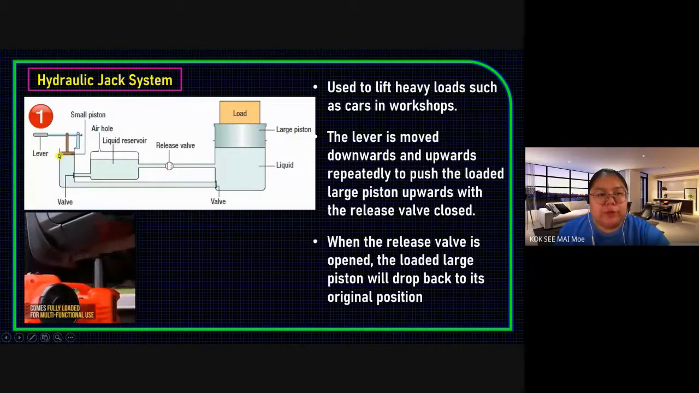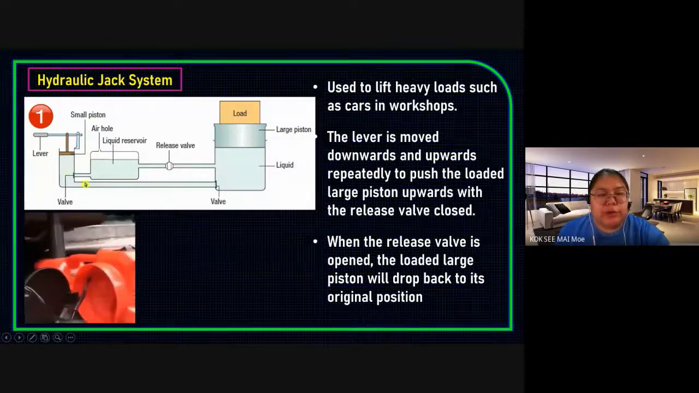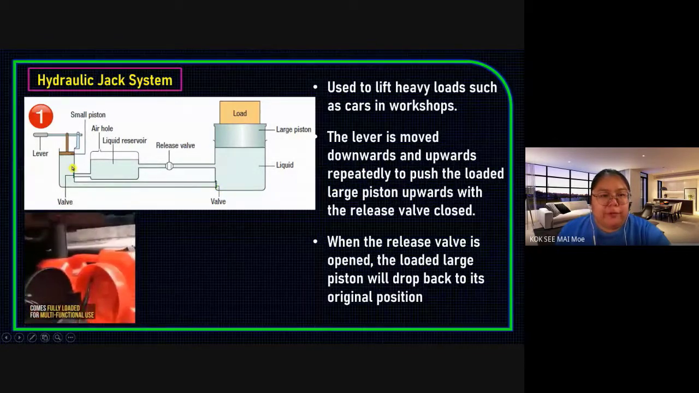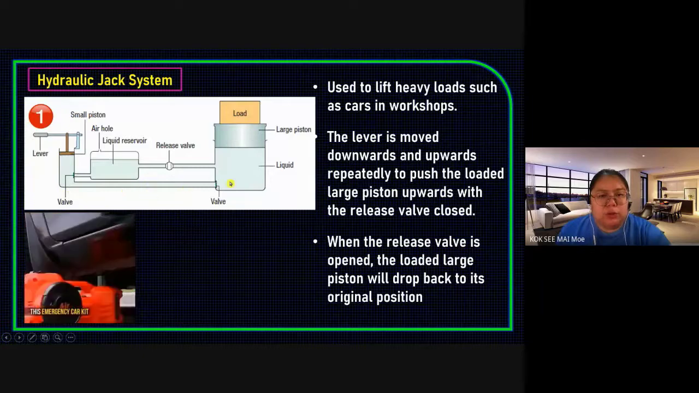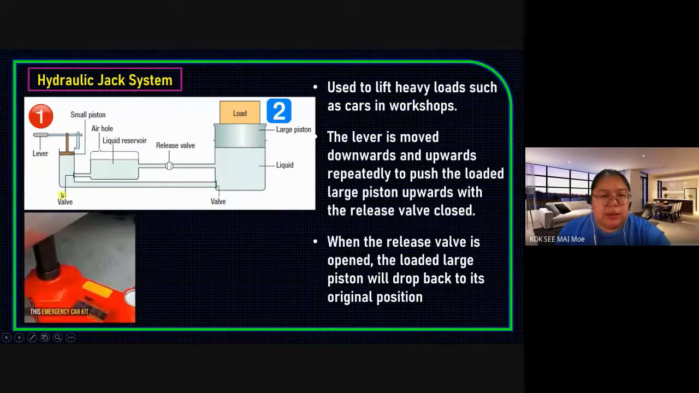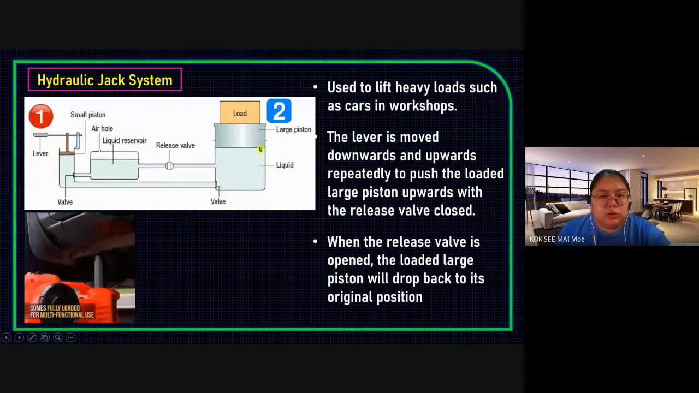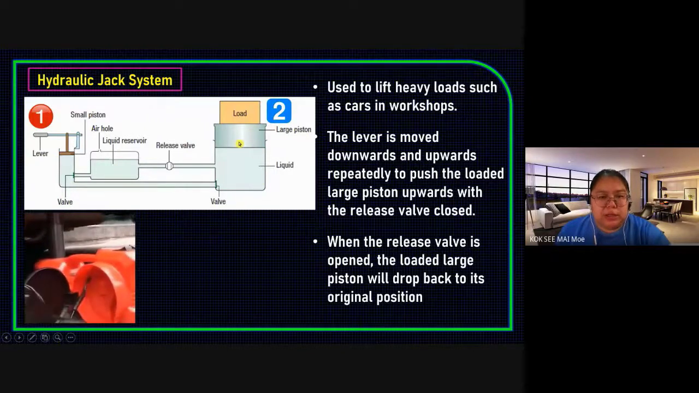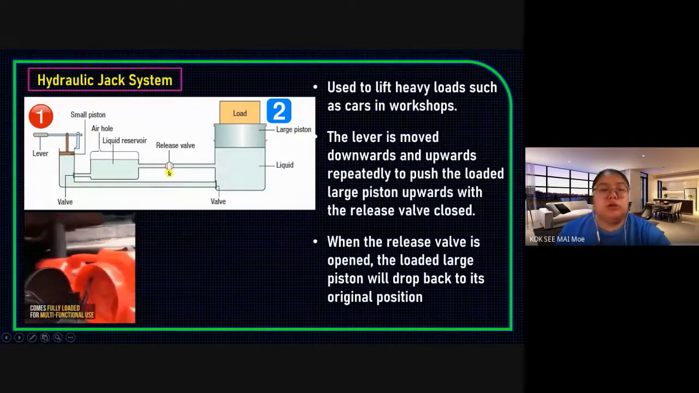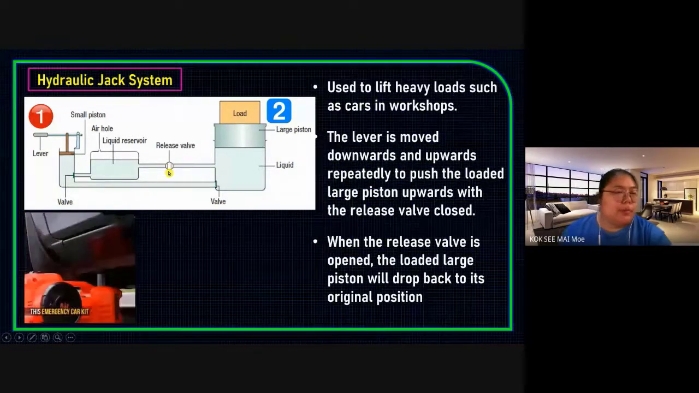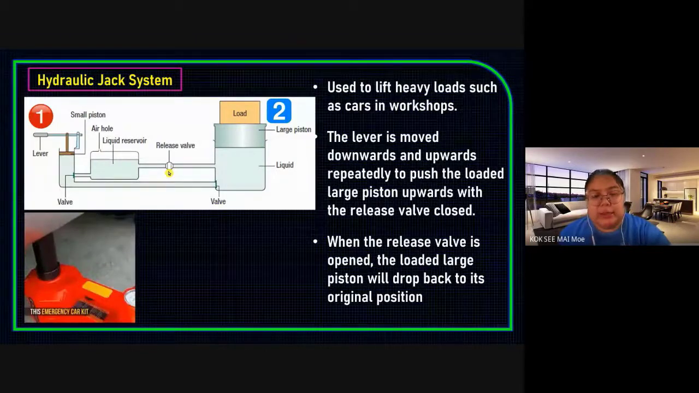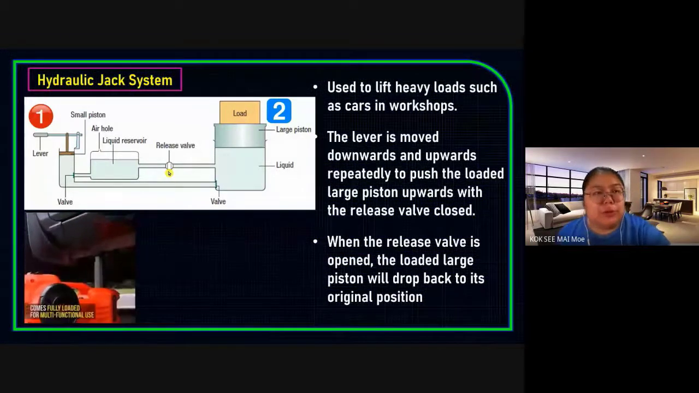Because when you move, actually the liquid is moving. You see the valve, this one must be open. The valve lets the liquid go to the larger piston. So number 2 is this part: the liquid is transferred to the larger piston. Then please close the release valve. You need to repeat it: up, down, up, down, up, down. Finally, the load can be raised higher. Okay, now it is up. How to come down?